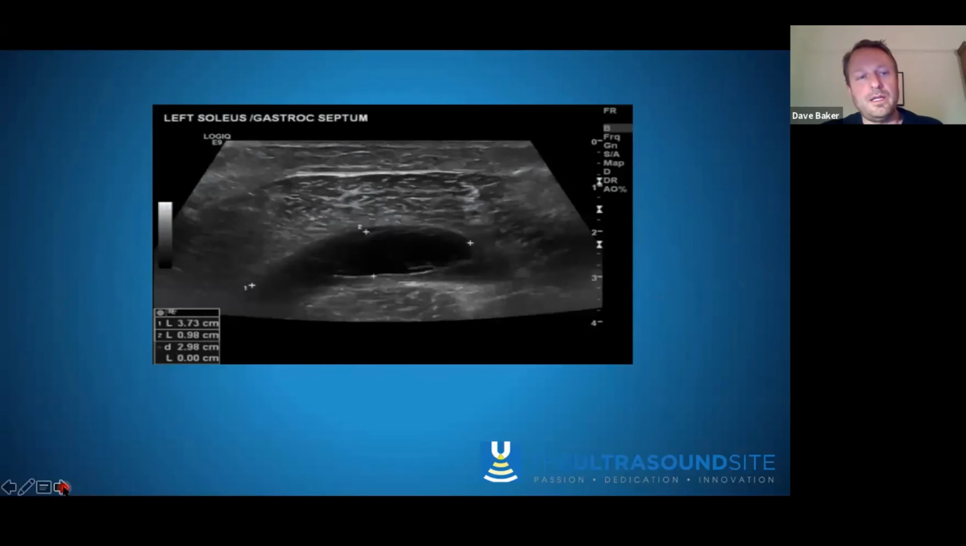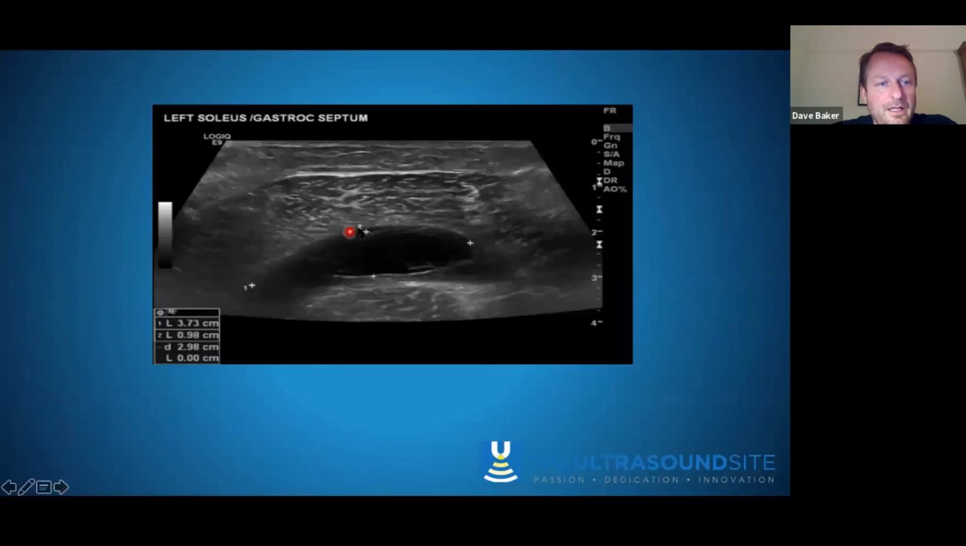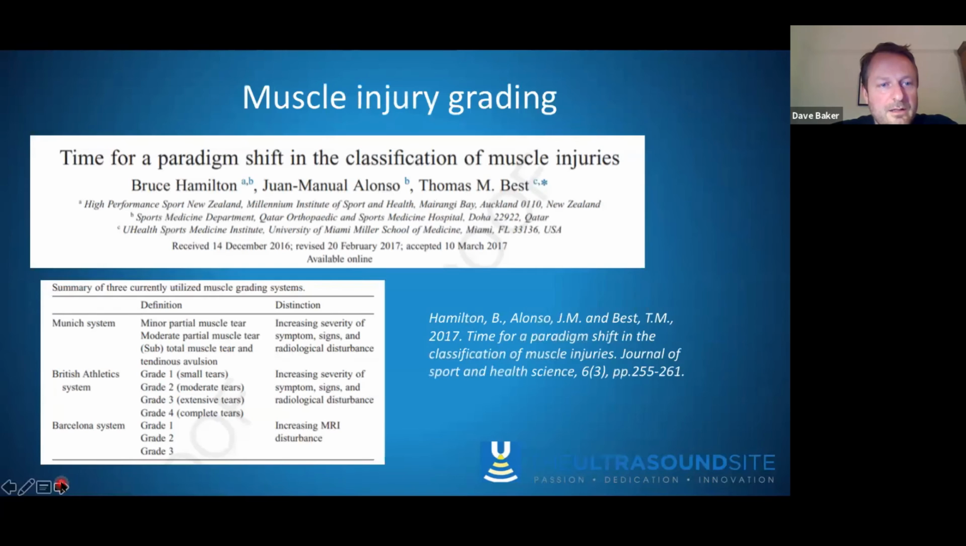So here we're looking at a cross-sectional image, and here we can see again a hypoechoic region, hematoma here, which is occurring between the gastroc and the soleus here. Go to the next slide, please, Stu.